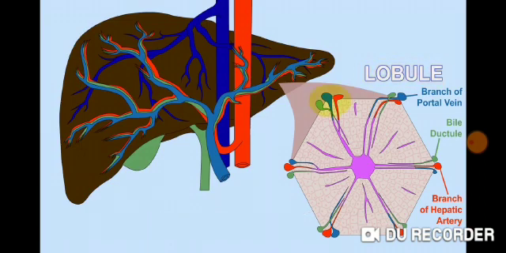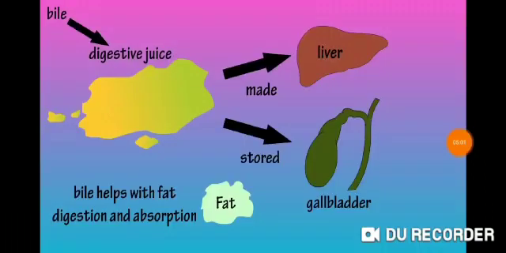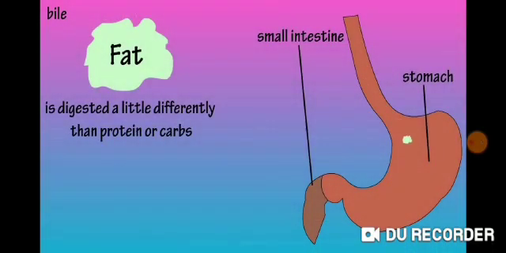Small ducts connect lobules to larger ducts, leading to the hepatic duct. The hepatic duct transports produced bile into the gallbladder for storage. Bile helps with fat digestion and absorption in the intestinal tract. As the fat moves through the digestive system, it mainly remains clumped together.